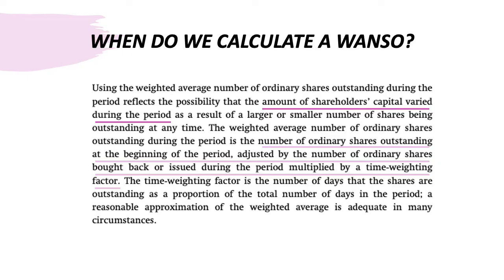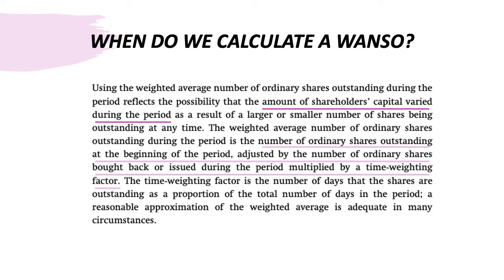Before we can dive into the calculation, we first need to understand when a weighted average number of ordinary shares outstanding must be calculated. IAS 33 paragraph 20 very specifically states that a WANZO will be calculated when the ordinary shares outstanding during the financial year varies. The number of shares in issue is not constant, and then we need to calculate a WANZO.